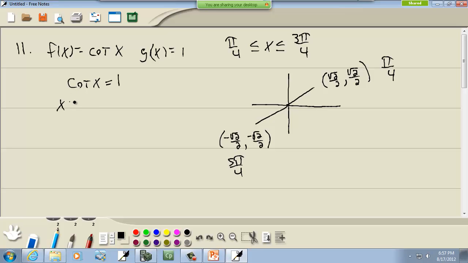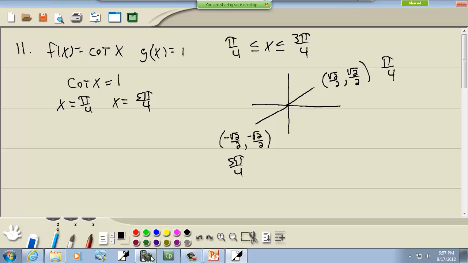So what we have here is x is equal to pi over 4 and x is equal to 5 pi over 4. Now all we're checking is to make sure there's not a point of intersection in between these two values. Pi over 4 is one of our endpoints, so we don't need to worry about that, and 5 pi over 4 is outside of this. So we can just directly go from pi over 4 to 3 pi over 4. We just need to know which graph is above and which one's below.